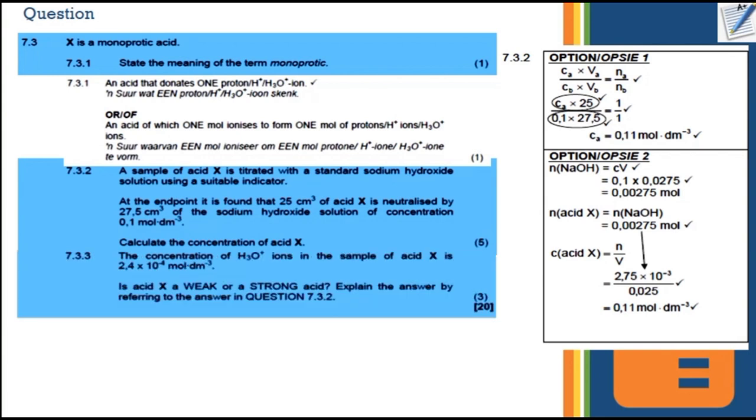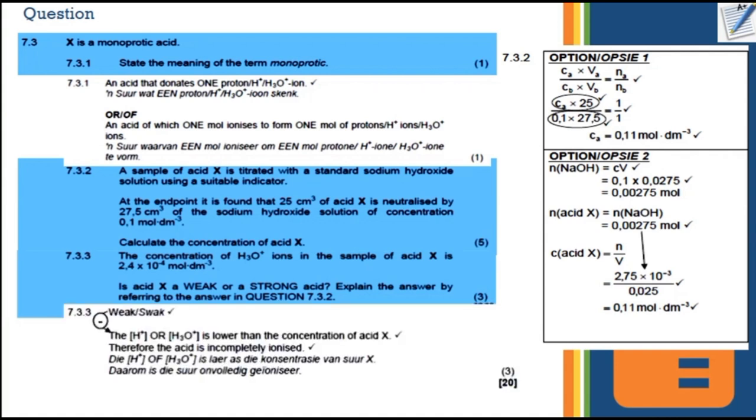And then we are asked in 7.3, the concentration of the hydronium ions in the sample X is that. Is acid X a weak acid or a strong acid? Explain your answer by referring to question 7.3.2. Well, it's a weak acid. I'm sure you got that. What is the reason? Because the concentration of the H plus or the hydronium ions, H3O plus, is lower than the concentration of acid X.